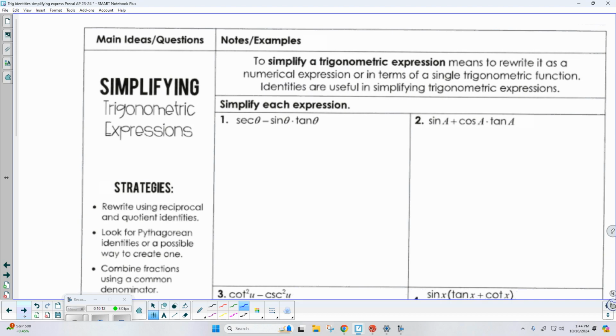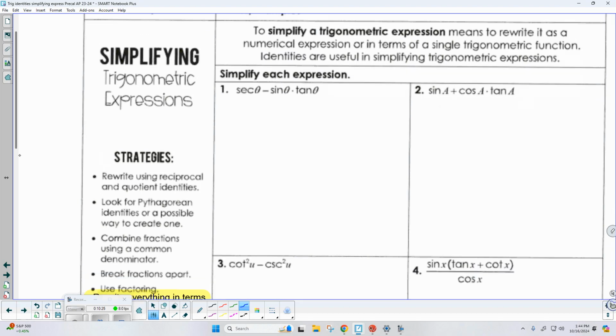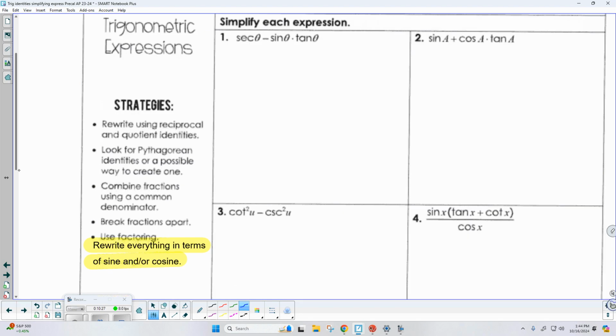Okay, we want to get it down. In this case, on this first page right here, every single one of these is going to simplify down to just a single monomial term. Okay, but there's going to be a lot of different ways for us to get there. Here are some strategies listed for you. We could rewrite using any of the identities. Here it says reciprocal and quotient. Then it moves on to say Pythagorean. Okay, so any of the identities can be used here.